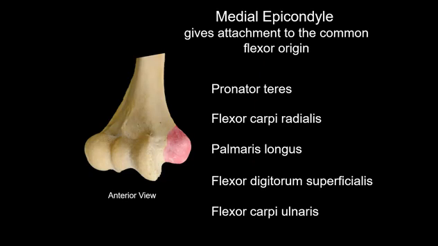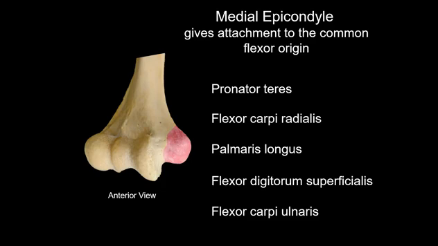So for the flexor origin, we say the medial epicondyle gives a common origin. Don't forget this. It gives attachment to the common flexor origin. So some of the muscles that arise are flexors, elbow joint flexors. These muscles arise from the medial epicondyle: pronator teres, flexor carpi radialis, palmaris longus, flexor digitorum superficialis, and flexor carpi ulnaris. Take note of this.